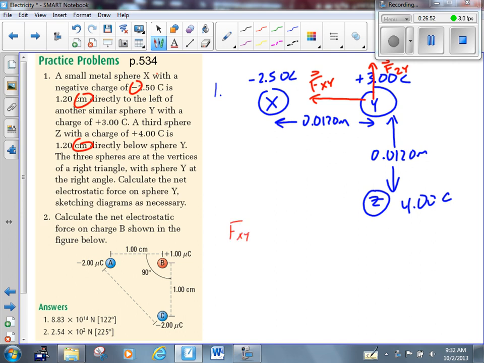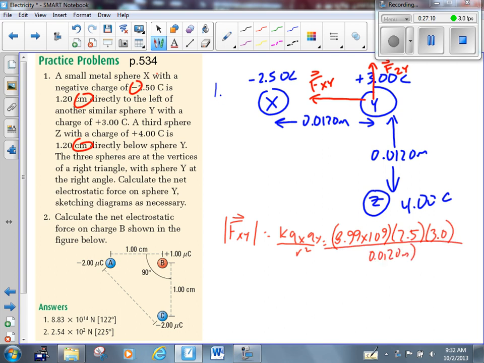Fxy is going to be kqxqy over r squared. Notice we're dropping the sign of the charge there. Anybody have a value for that? For Fxy? 4.68 times 10 to the 14 newtons.